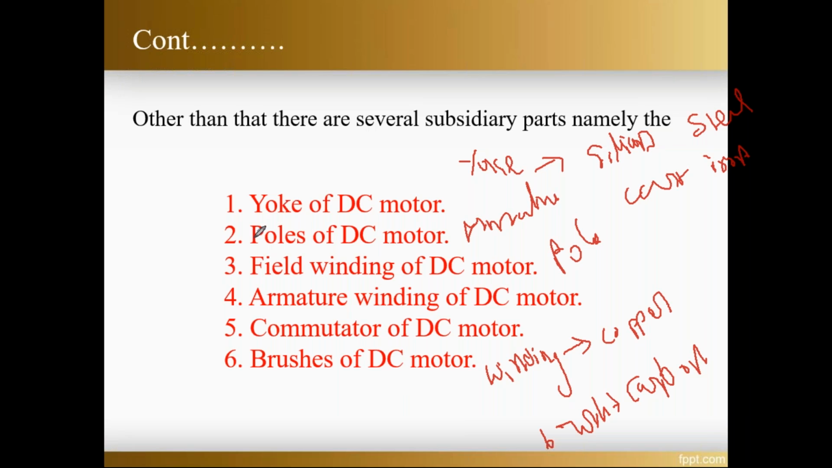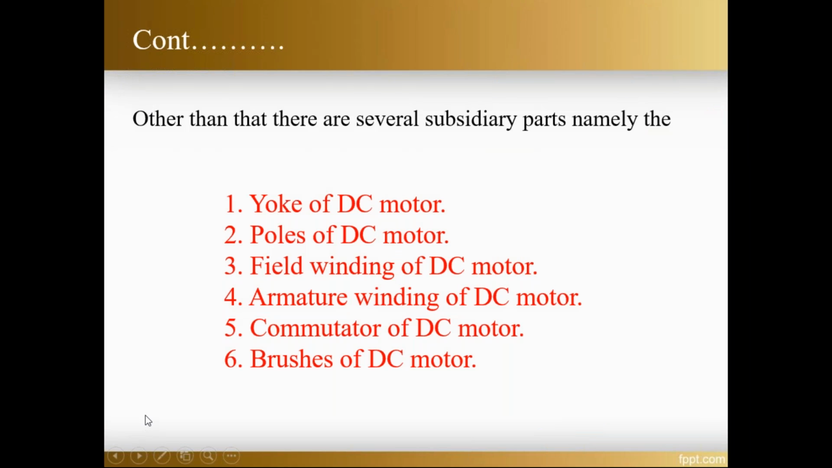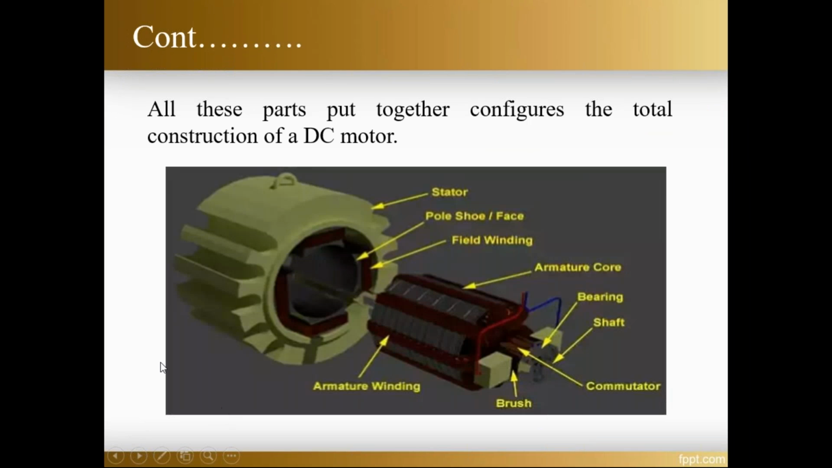Now let me show you one by one how each device looks, what its functioning is, and what it should be made up of. The first one, this diagram shows all the parts included in the DC machine. The first one, one by one I will show you, is the stator, and it is also called the yoke.